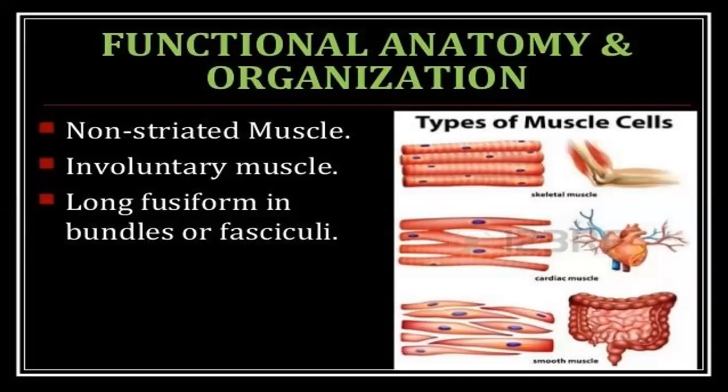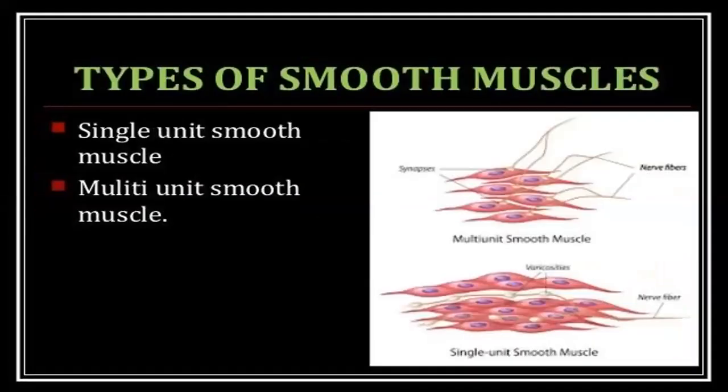So these are involuntary, non-striated muscles. They can be of two types. One is single unit, another is multi-unit. In the single unit smooth muscle, the muscle cells are electrically coupled such that electrical stimulation of one cell is followed by stimulation of adjacent smooth muscle cells. This results in a wave of contraction as in peristalsis.